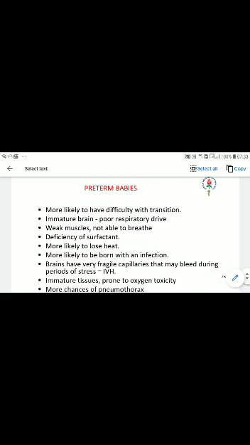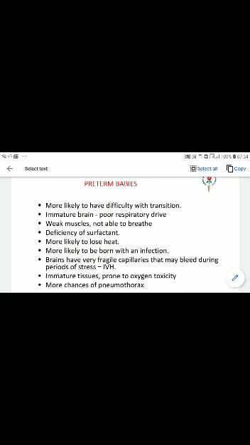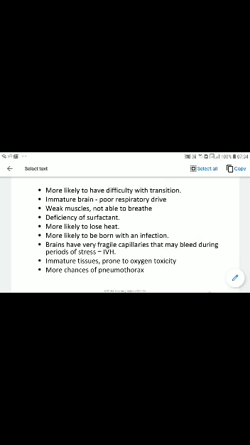In preterm babies, we expect certain problems. What are those problems? These babies are more likely to have difficulty with the transition from intrauterine life to extrauterine life. During this transition period, they may not adapt well immediately. There may be a poor respiratory rate because of an immature brain, and they may not be able to breathe adequately because of weak muscles. In addition, in a preterm baby, there may be less surfactant available for adequate opening of the alveoli.